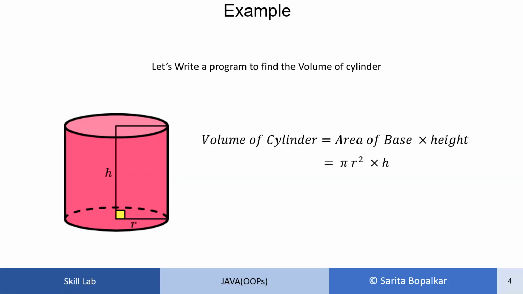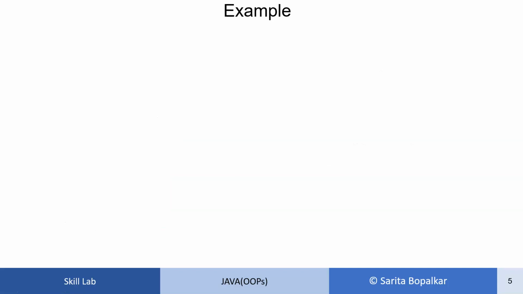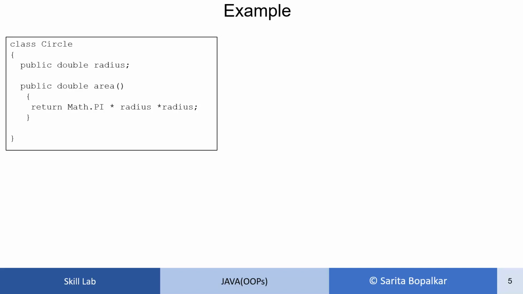So how can we use inheritance here? Let's see. First I will write class Circle. In this we'll find the area of the base circle. So the property is radius. I will declare it as a double and the type is public. Then one method I will require to calculate the area. So public double area, and it will return pi r square, the area of the base circle.